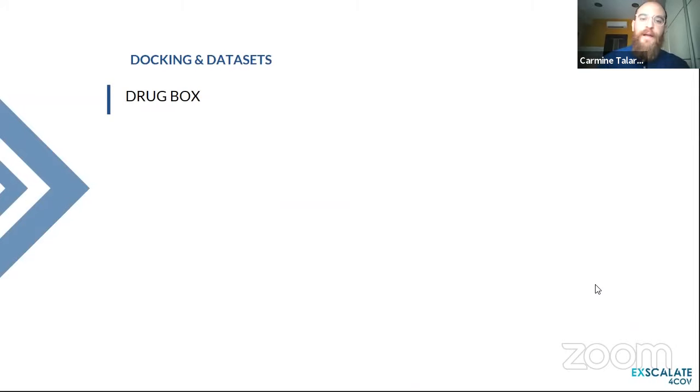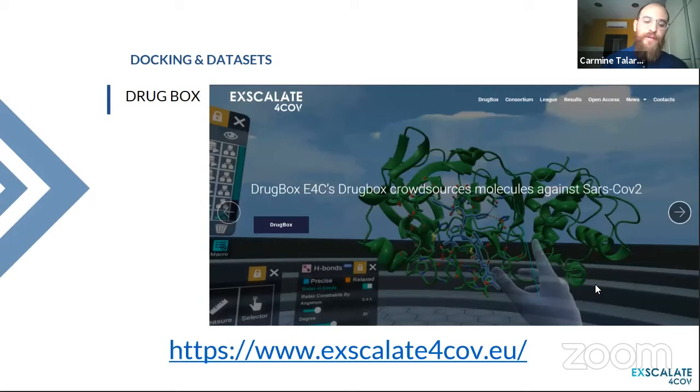As Andrea already mentioned, a very important aspect that I want to show you is the creation of the Drugbox. This tool really gives a sense of how much short information can be a very powerful weapon in an emergency situation like the one we are in today. In this case, the Drugbox will allow us to expand the quantity of molecules which are already in advanced stages to be tested experimentally.